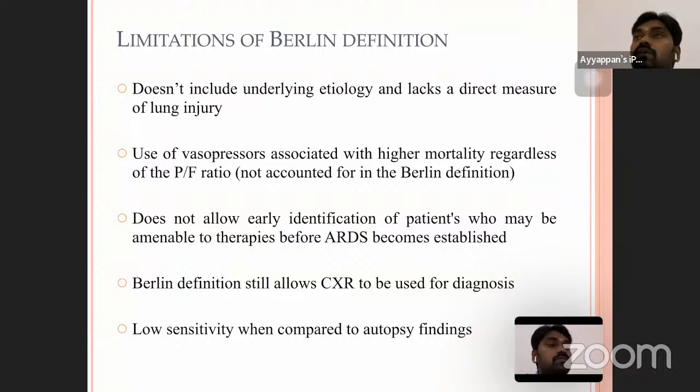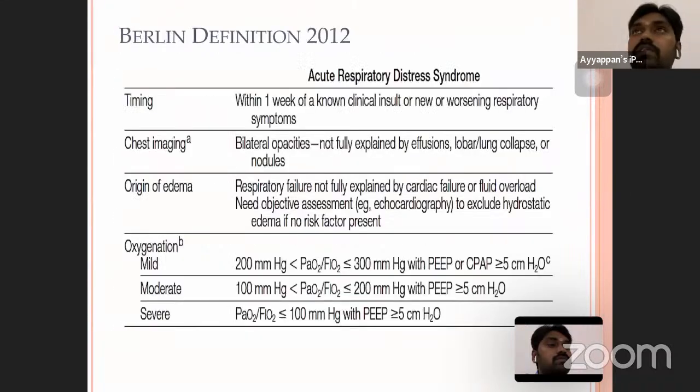So these are all the limitations, but now the universally followed guideline is the Berlin guideline, which again uses timing, chest imaging, origin of edema, as well as oxygenation. Based on that, it classifies ARDS into mild, moderate, and severe. ALI, or the acute lung injury terminology, is no longer in use.